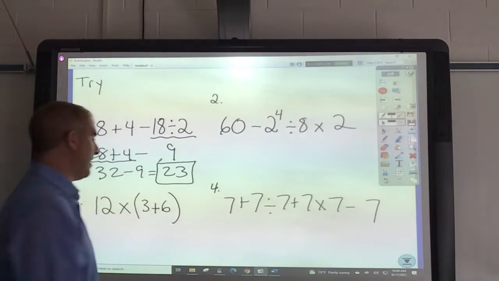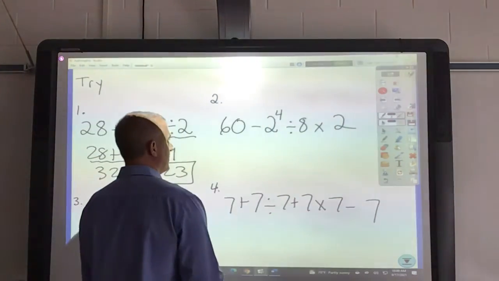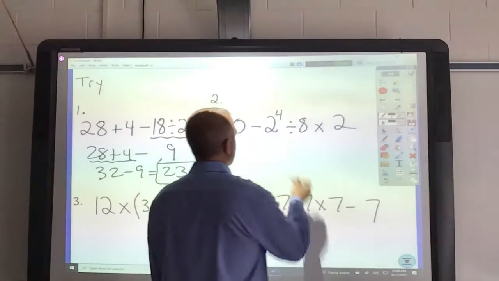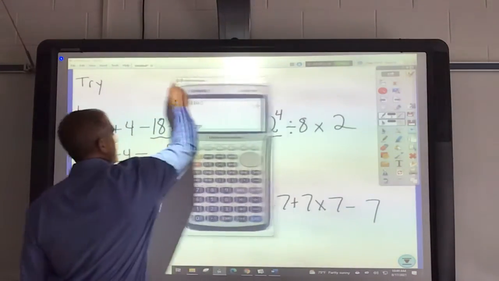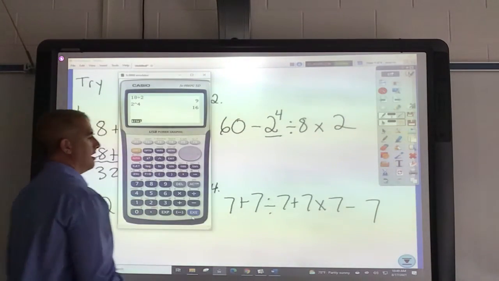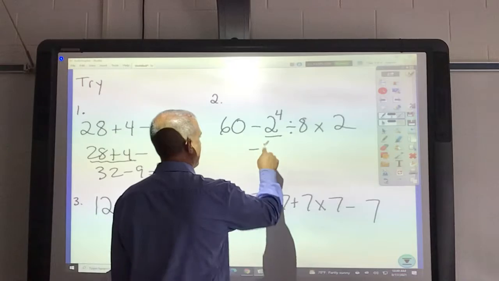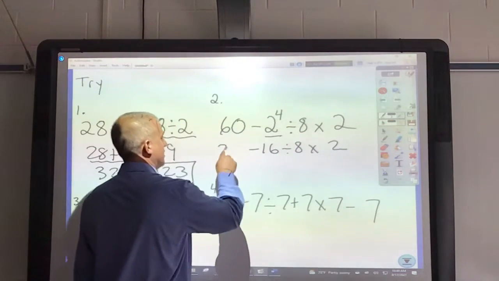All right, let's talk about exponents here. What I would do for that exponent, very simply, before I do anything else, is 2 to the 4th power, which gives me 16. So that's minus 16 divided by 8 times 2, and 60.